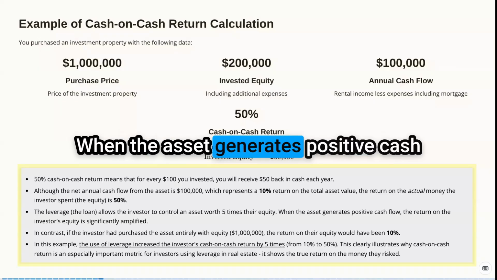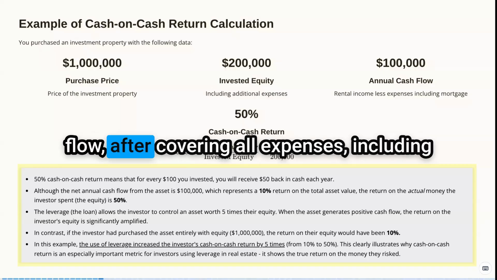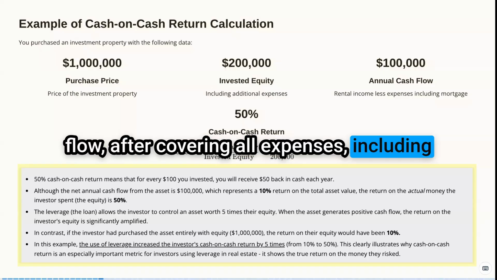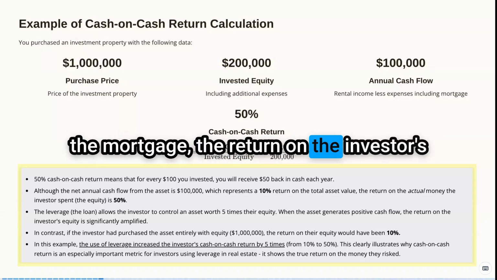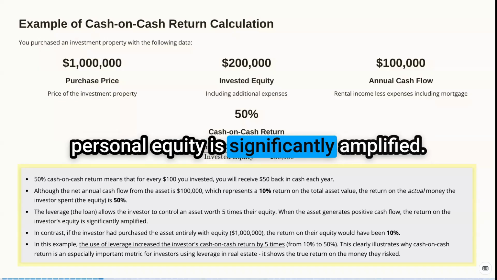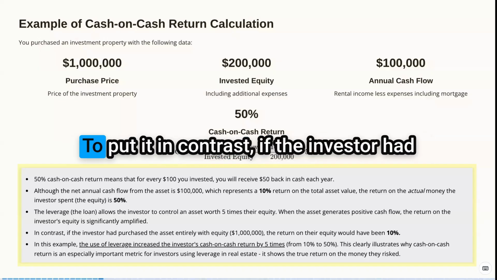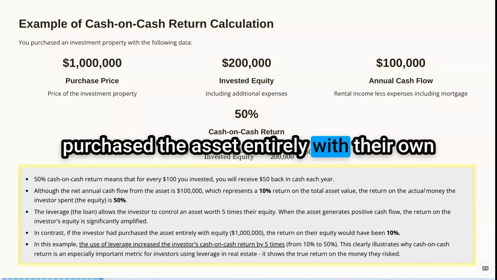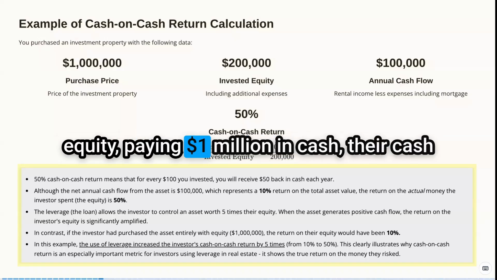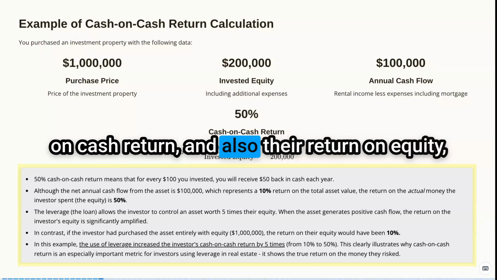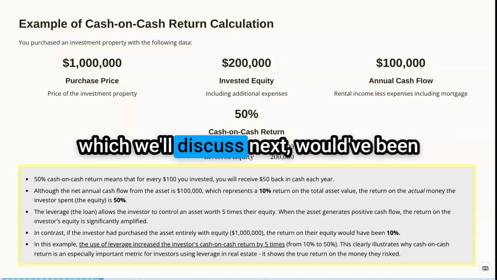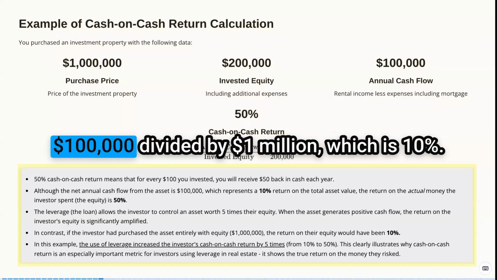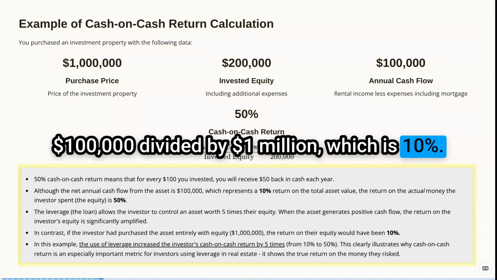When the asset generates positive cash flow after covering all expenses, including the mortgage, the return on the investor's personal equity is significantly amplified. To put it in contrast, if the investor had purchased the asset entirely with their own equity, paying $1 million in cash, their cash on cash return, and also their return on equity, which we'll discuss next, would have been $100,000 divided by $1 million, which is 10%.